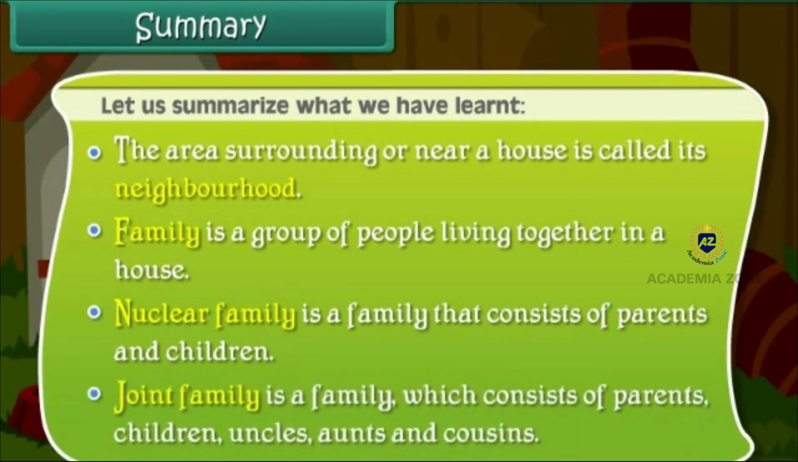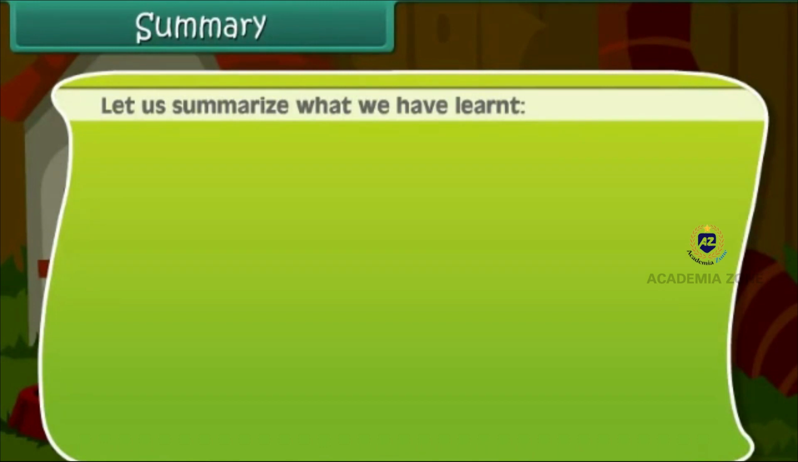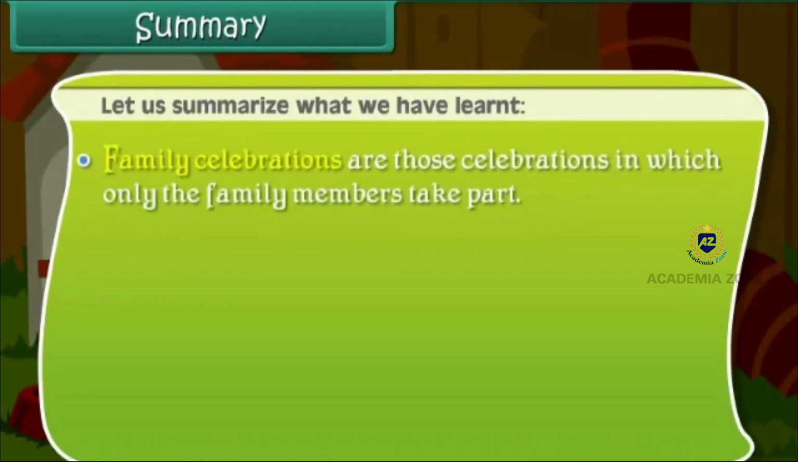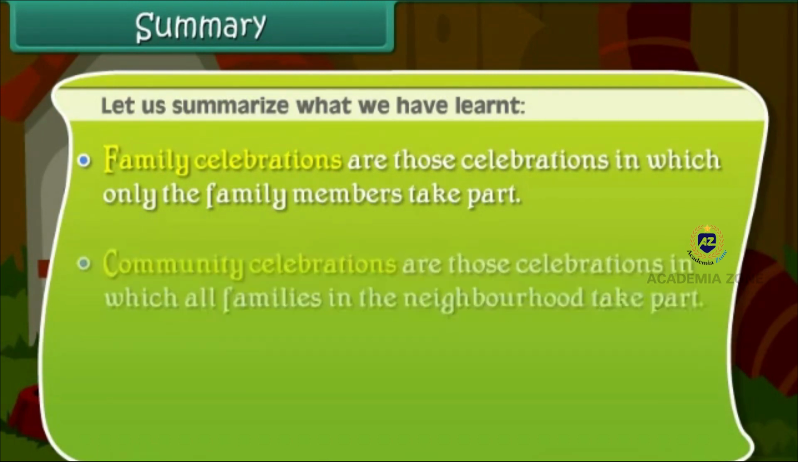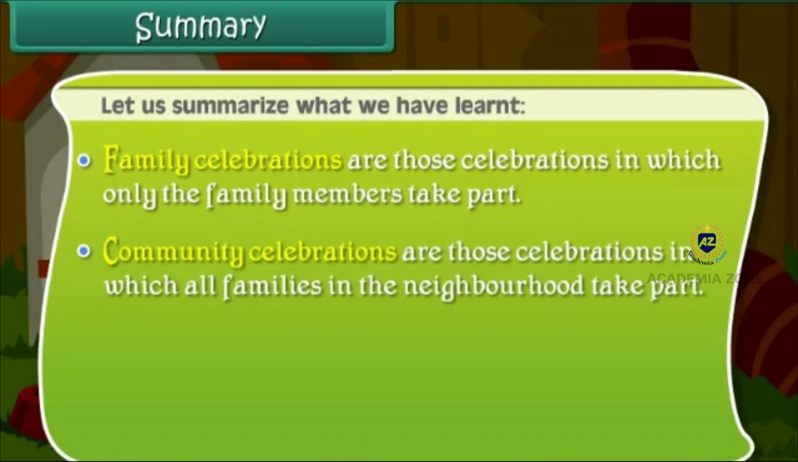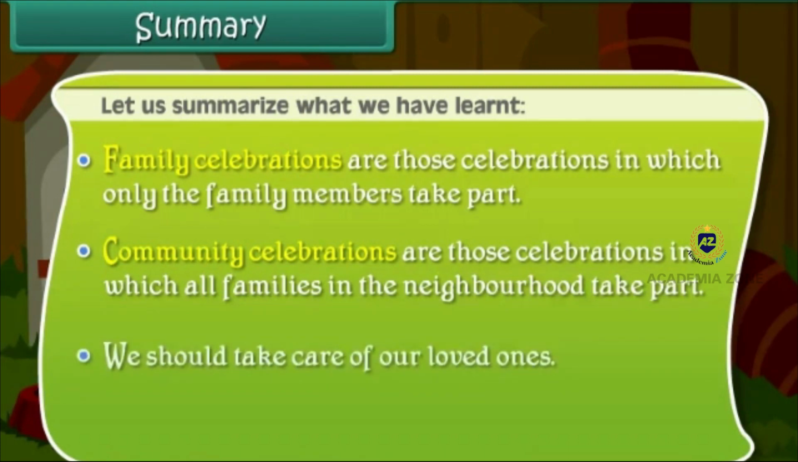Joint family is a family which consists of parents, children, uncles, aunts, and cousins. Family celebrations are those celebrations in which only the family members take part. Community celebrations are those celebrations in which all families in the neighborhood take part. We should take care of our loved ones.